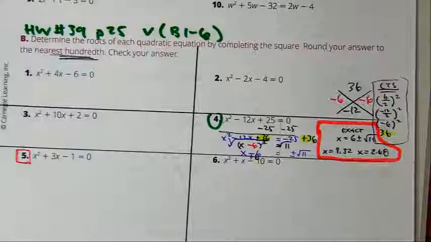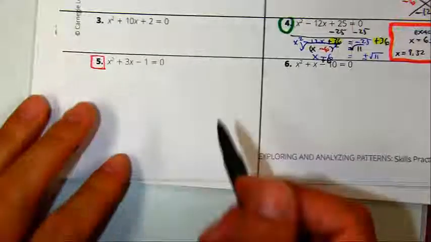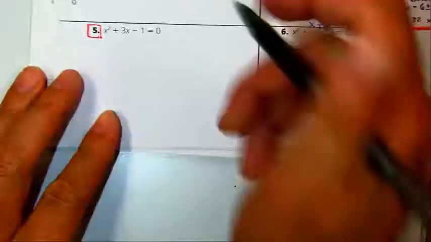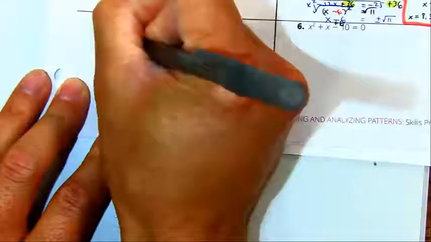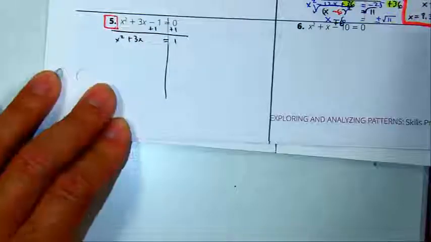Alright, number 5. We're supposed to complete the square, and this one's a little bit more difficult because we have an odd number for your b value. I'm going to add 1 on both sides. X squared plus 3x equals 1. Then I need to complete the square, so I'm going to have to use my formula.